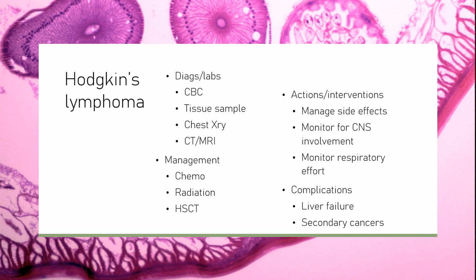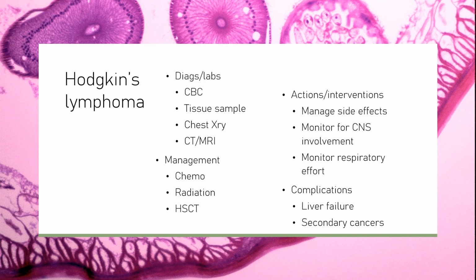The diagnostics and labs we do for Hodgkin's are CBC, tissue samples, chest x-ray, and CT and MRI. And then we'll start them on chemo and/or radiation. And if they go into remission and then relapse, I believe it's after the second relapse, they can have a stem cell transplant. And then we go from there.